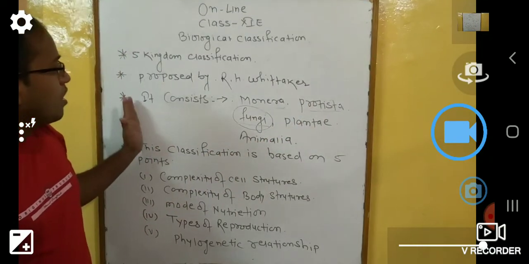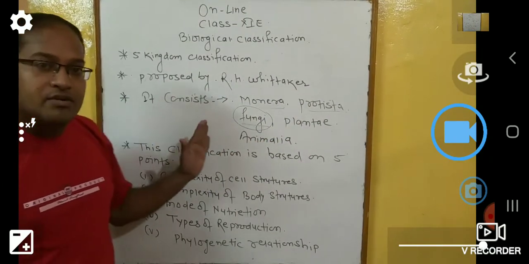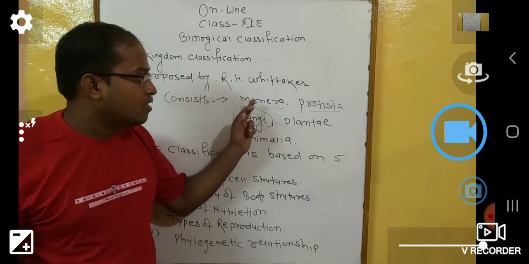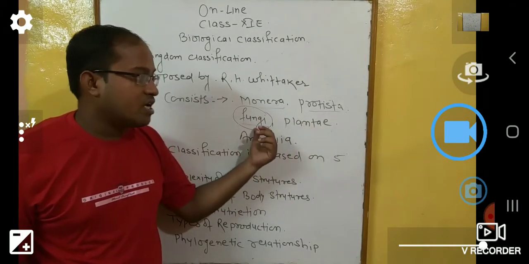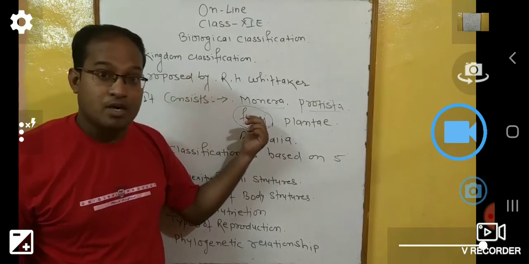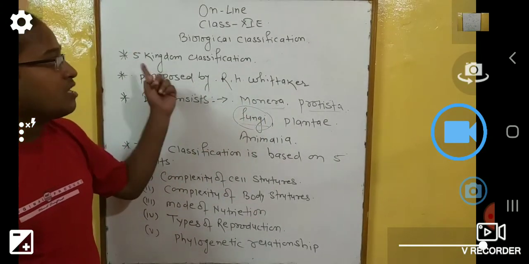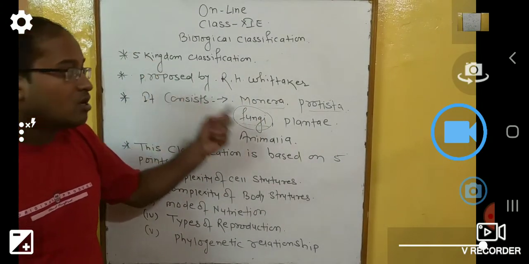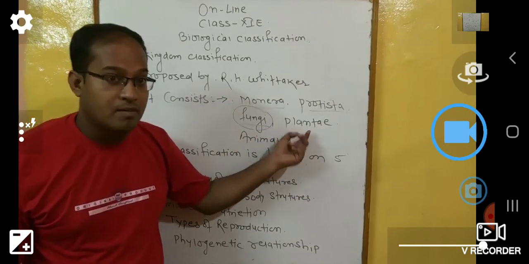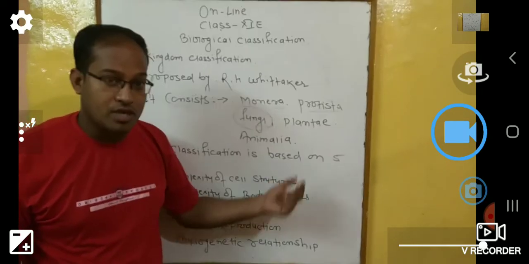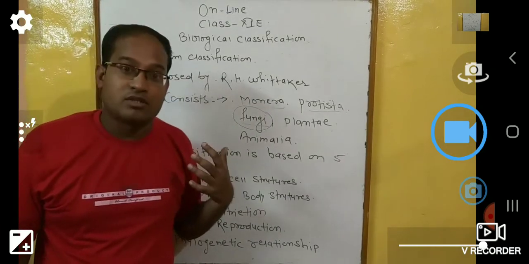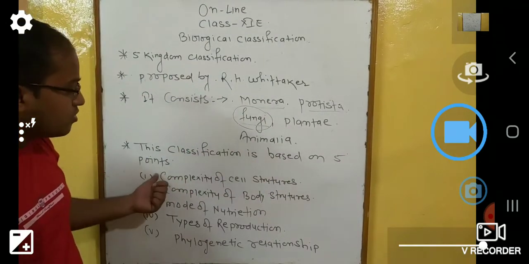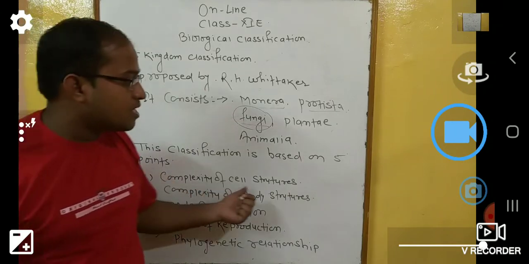Okay, now in this kingdom he included most of the things like monera, we already know that, protista, and fungi is the new group, has been introduced by R.H. Whittaker in five kingdom classification. Okay, plant we already studied about that, animalia we know that, but their theory was based on the most important 5 points. And what was that? The point was, first, complexity of cell structure.